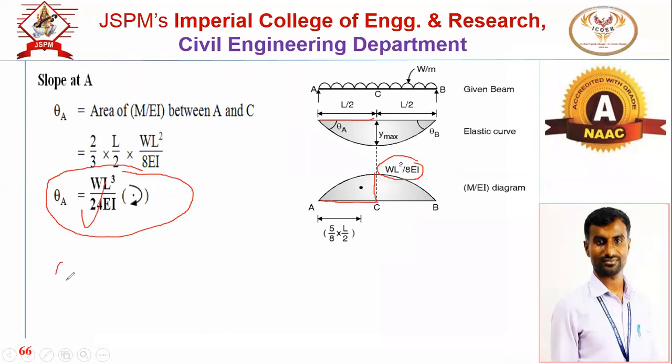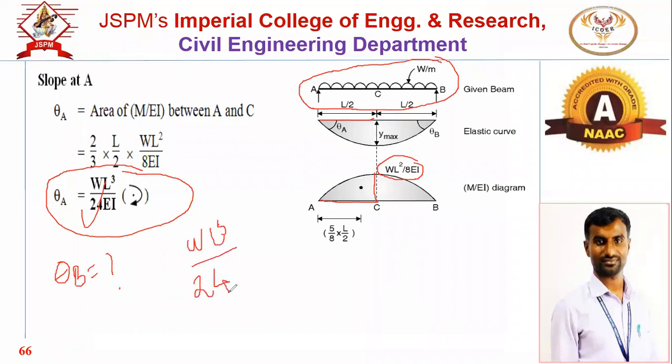Now tell me, what will be theta B? See the loading condition and tell me the value of theta B, slope at B. WL cube by 6 EI? WL cube by 48 EI only. Why? I will tell you. Now this will be clockwise, so this will be anti-clockwise. Why is it so?